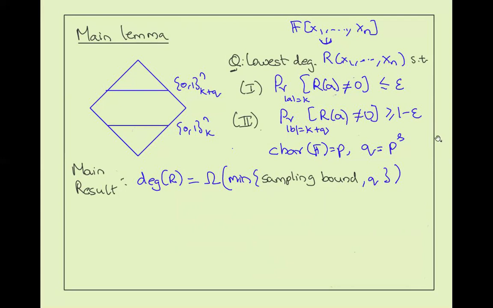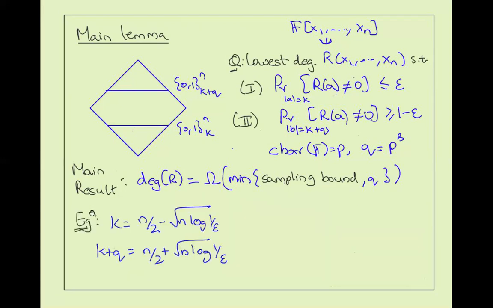Okay, so this is the main result of the paper. It's a minimum of two bounds, but in the paper it's stated in a regime where the two bounds are actually equal, and that's when this lemma is at its most useful. So let me give a version of that statement here.